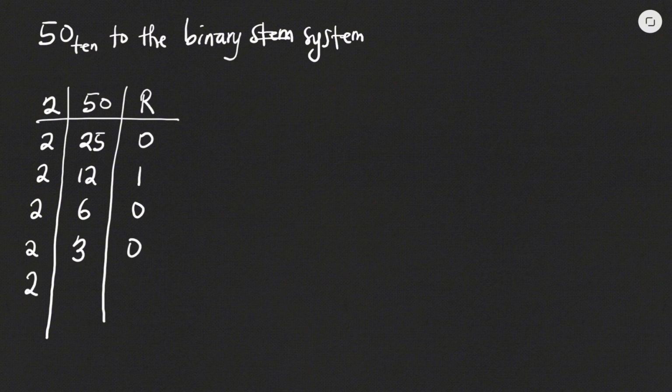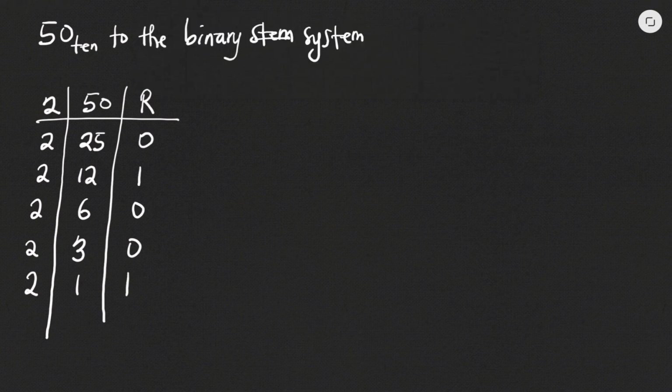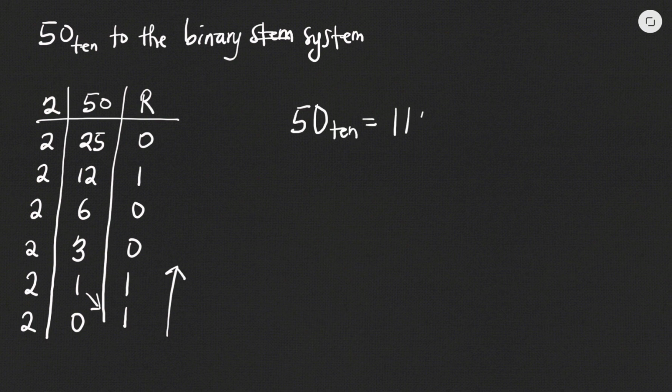Now 2 will go into 3 once, which is 2, and the remainder will be 1. And then 2 will go into 1 0 times. Then we are left with 1, which is this number over here. So my answer is from top to bottom. Which therefore means 50 base 10 is equal to 110010 base 2.